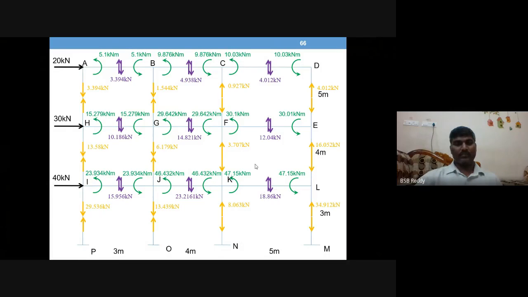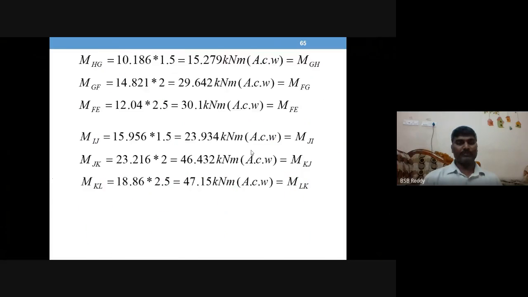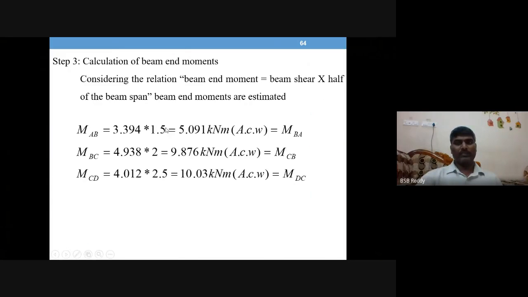In the last session, we completed step 3, that is this slide, where we came across the calculation of beam end moments. Just to recall, we are solving a frame by using the cantilever method, which is an approximate method, the second method that you are studying in this unit. So from that, we have come to step 3 calculation. Beam end moments were calculated in the last session.